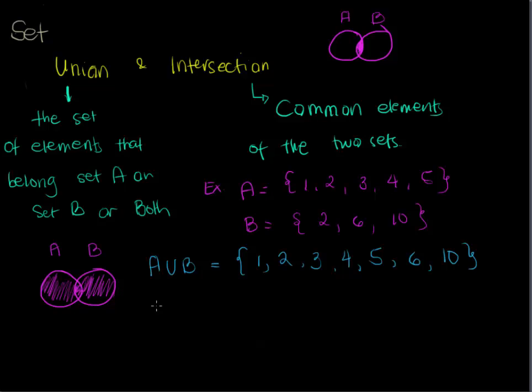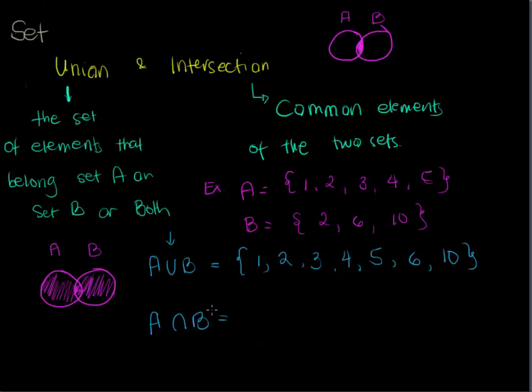By the way, this is the notation for the union. It's a long U. That's the notation of union. This is the notation of intersection. So it's a hill-like symbol.